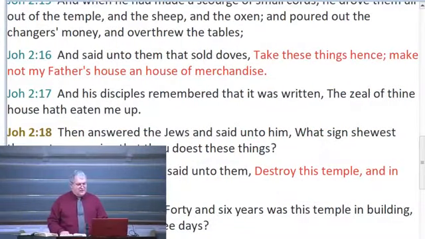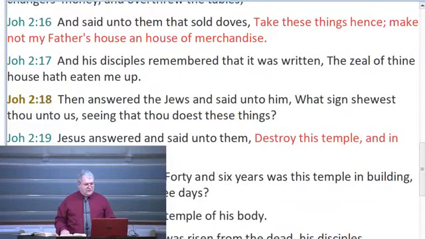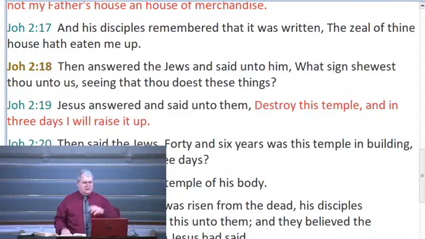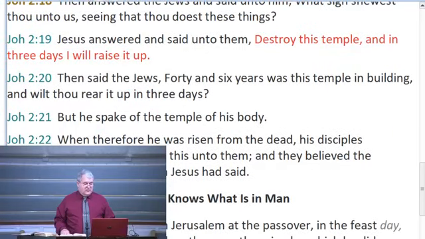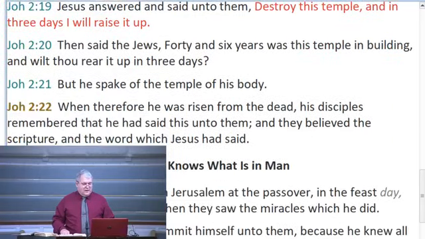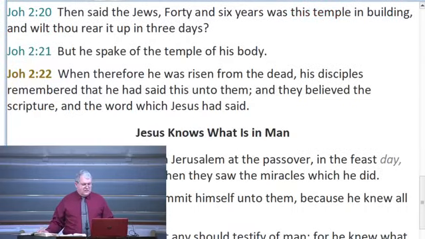Look what John says here. When therefore he was risen from the dead, his disciples remembered that he had said this unto them. Praise the Holy Spirit coming in and teaching them, right? That was what Jesus promised. He'd bring everything to their remembrance, whatsoever he had taught them. They remembered that he had said this unto them, and they believed the scripture. Psalm 16 says he'll rise from the dead. And the word which Jesus had said.